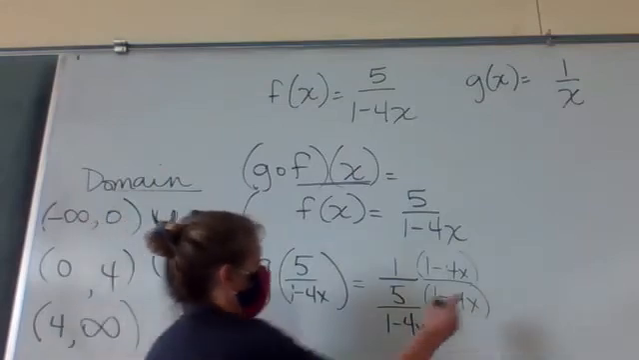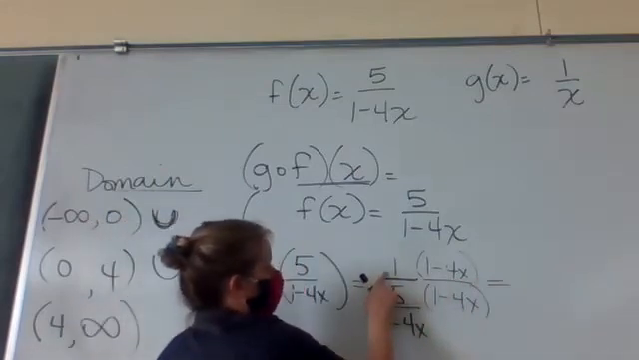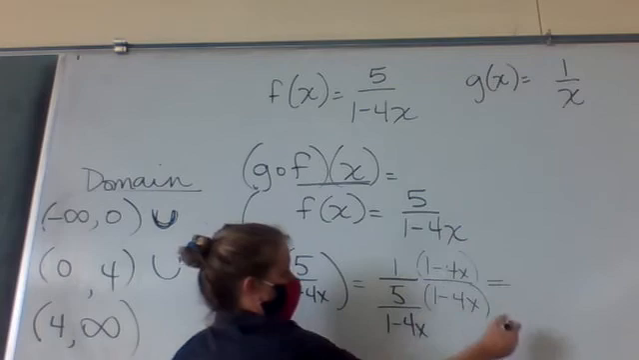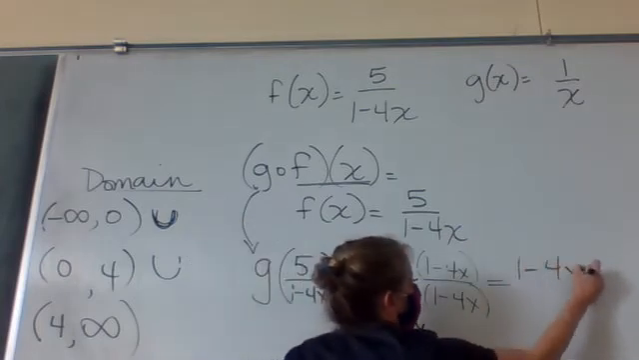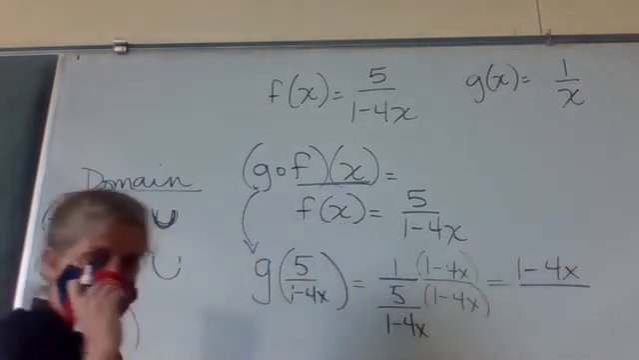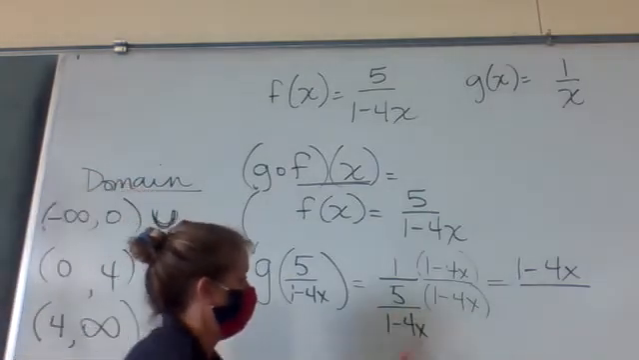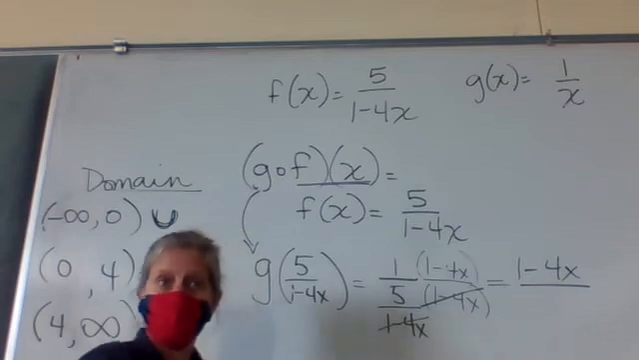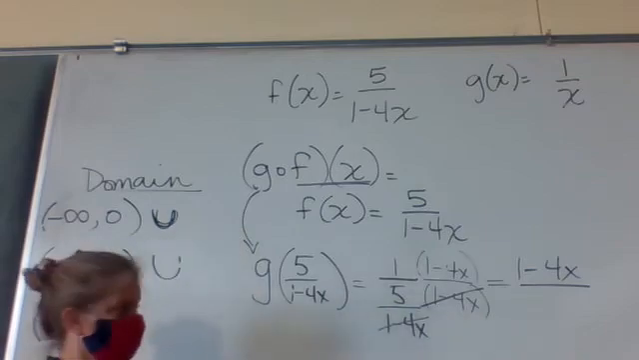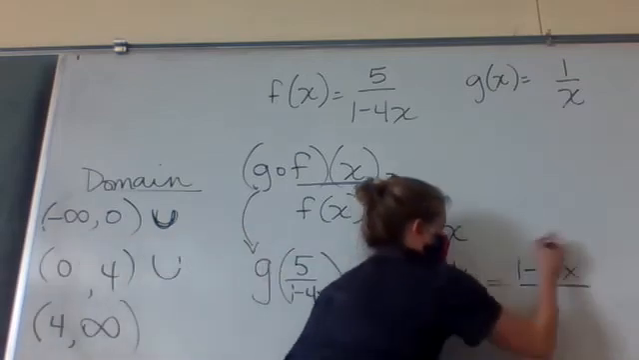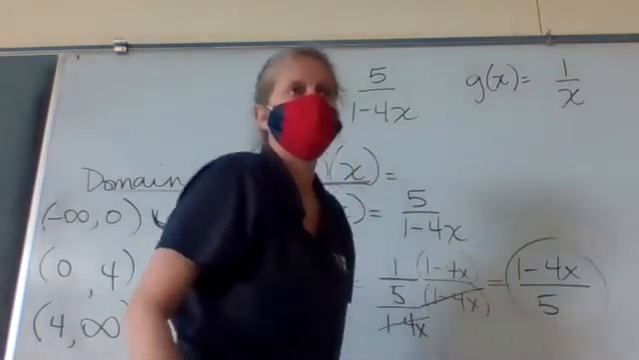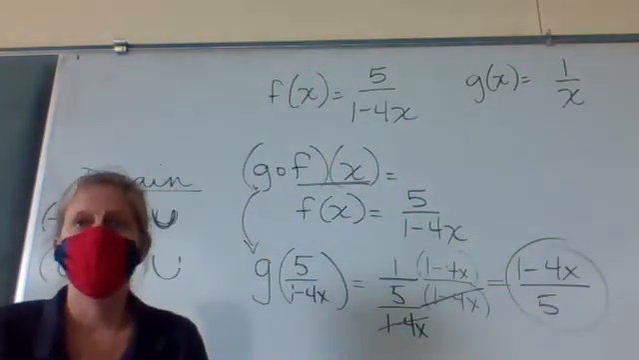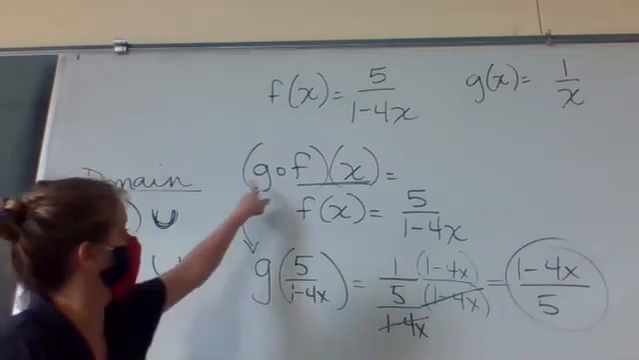So let's see. This is actually not as bad as the last one. 1 times 1 minus 4x is just 1 minus 4x. What happens in the bottom? This 1 minus 4x cancels that one. So all you're left with is 5. So that's the answer to g of f of x.